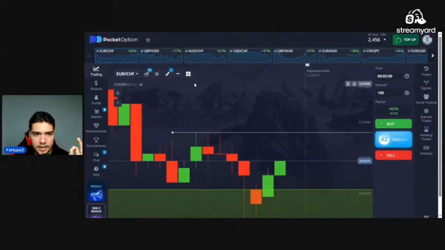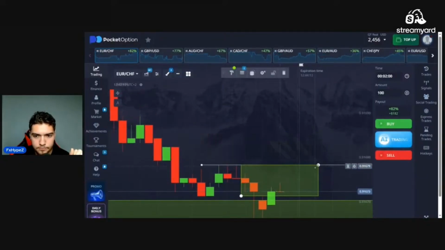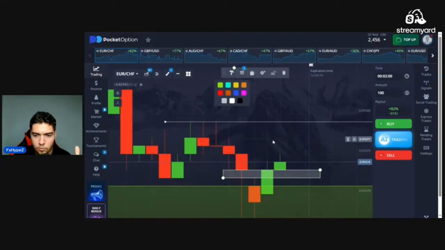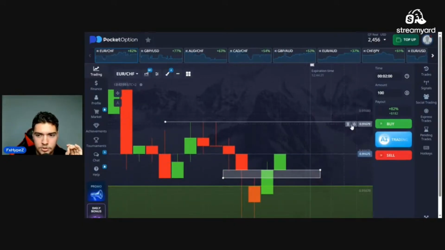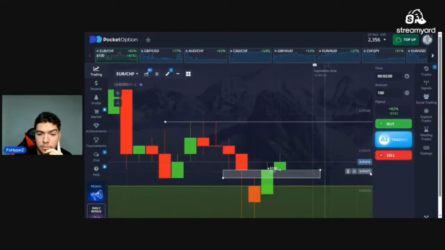We've got an inverse fair value gap right here. We highlight it just like that. Make it white. It looks like an opportunity to get in here. So on this candle closure, I will see, is AI going to look for buys or sells? Okay, 3-minute buy on Euro CHF.